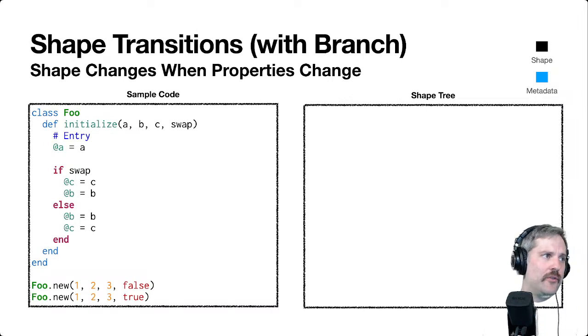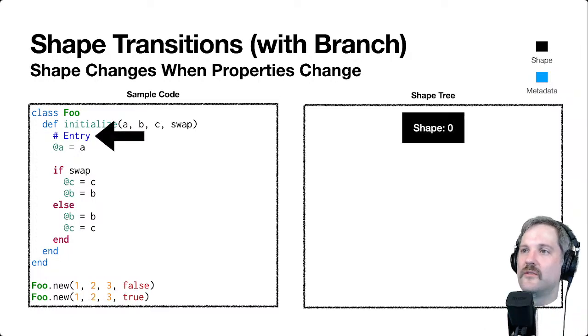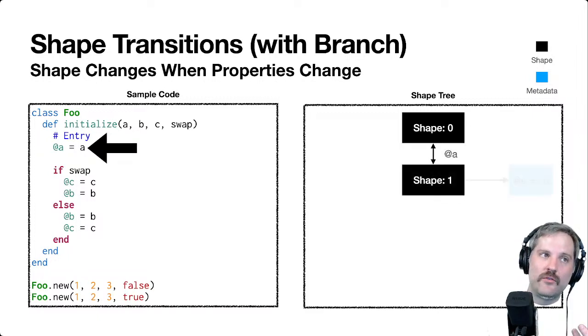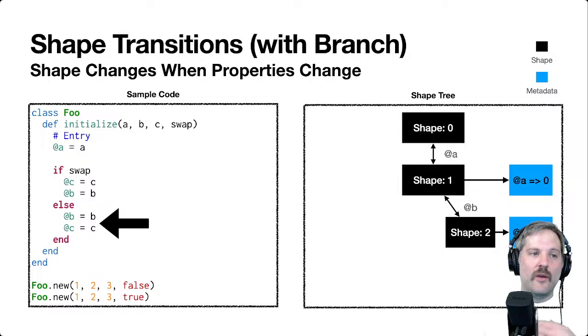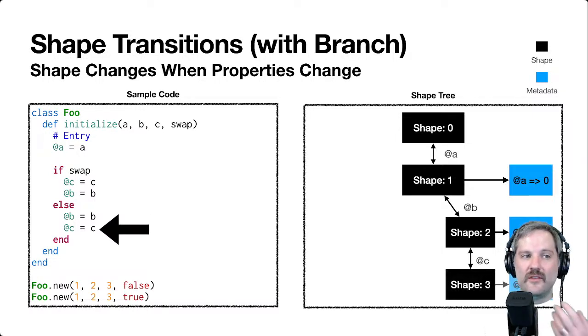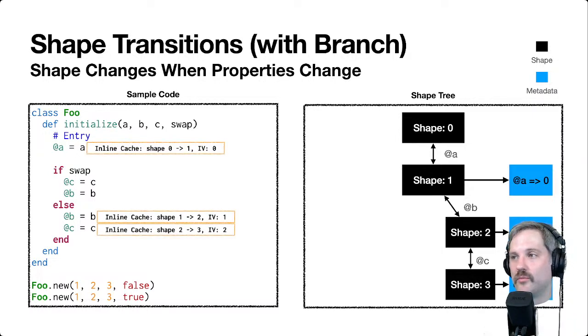So let's take a look at another example. This is a transition, but let's say we have some branching code in our initialize. So in this case, again, our entry is 0. We set A, we move to shape 1. We set B, we move to shape 2. We set C, we move to shape 3. And this is very similar to the previous example. And we cache all those values as we execute this code.